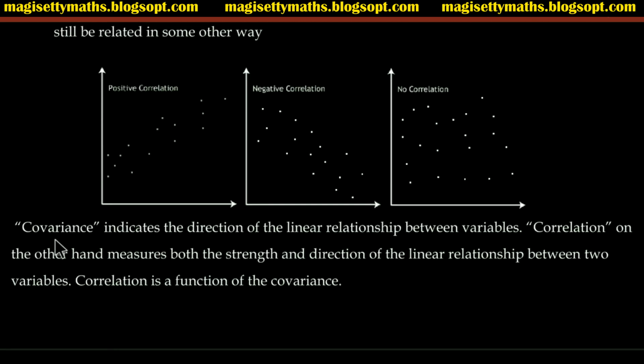Now if you observe, covariance and correlation both measure a linear relationship between two variables. What is the main difference? Covariance indicates the direction of the linear relationship between variables, and on the other hand, correlation measures both strength and direction of the linear relationship of the two variables. Correlation is a function of the covariance.